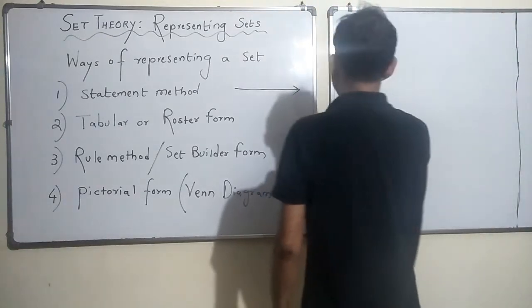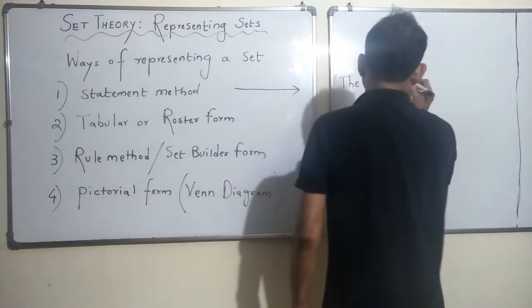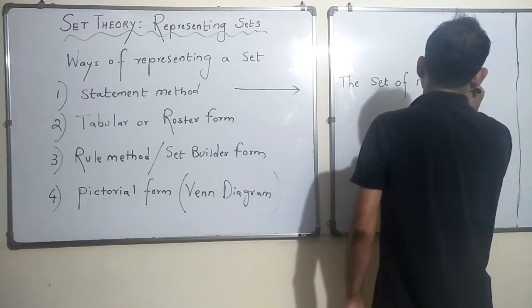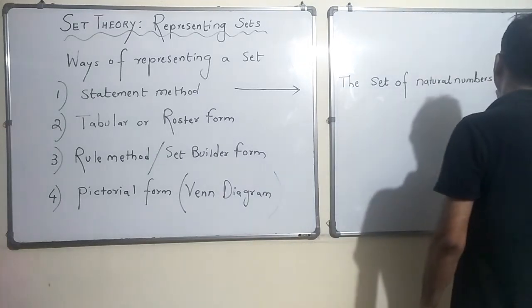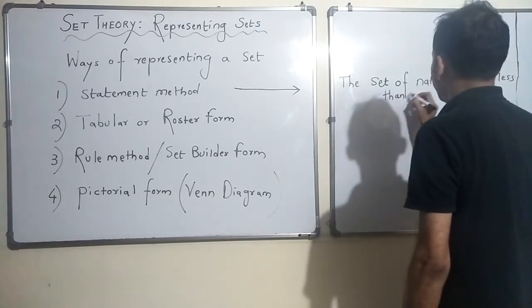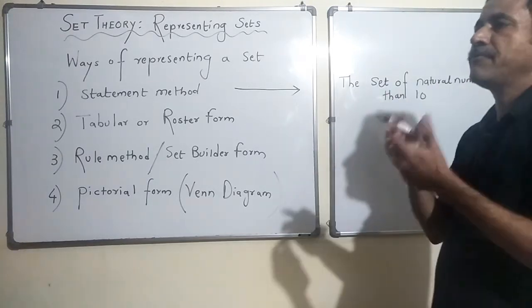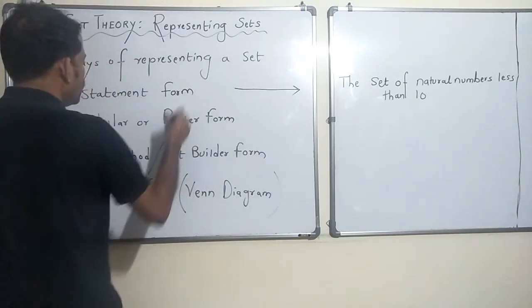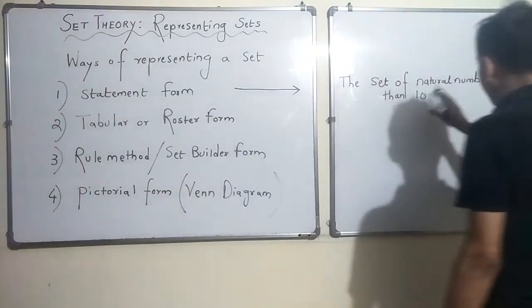So for example, let's say I can write the set of natural numbers less than 10. So let's consider the first 10 natural numbers, right? So in a statement form, I can say that it's a set of natural numbers less than 10.